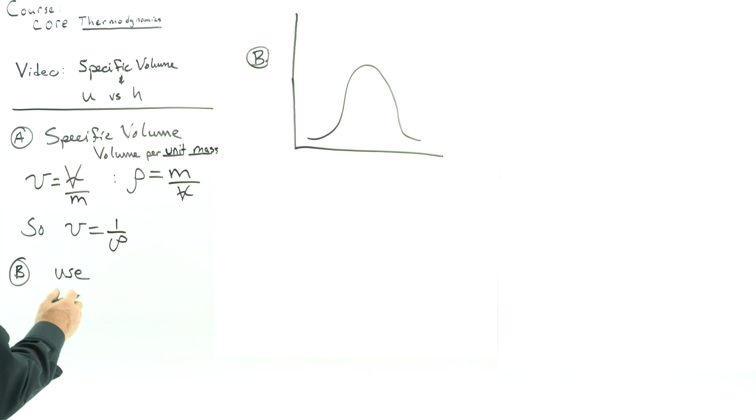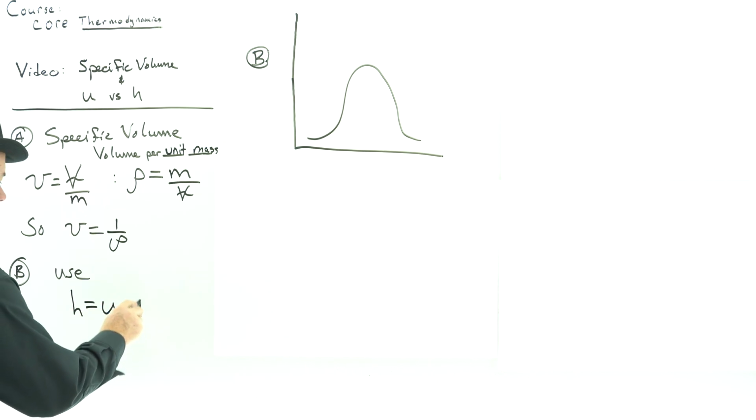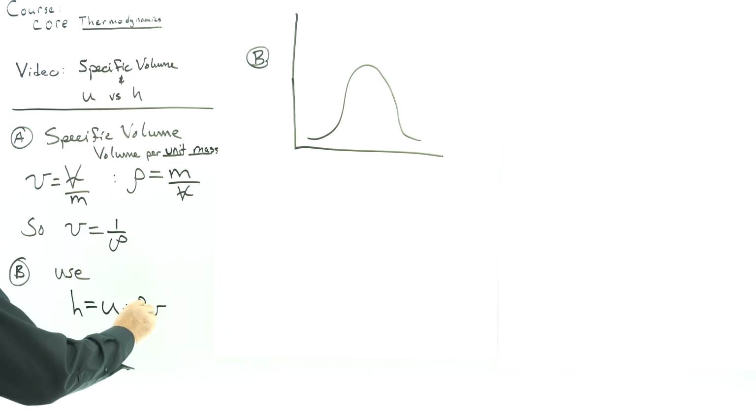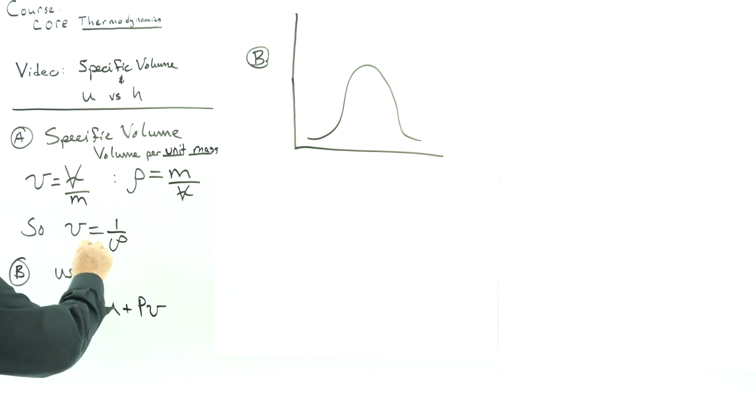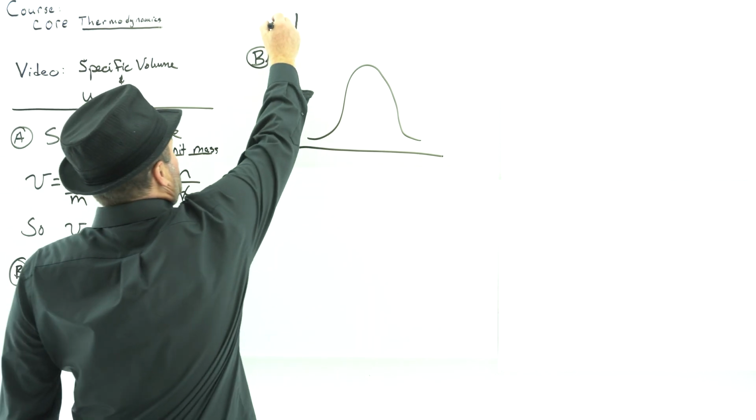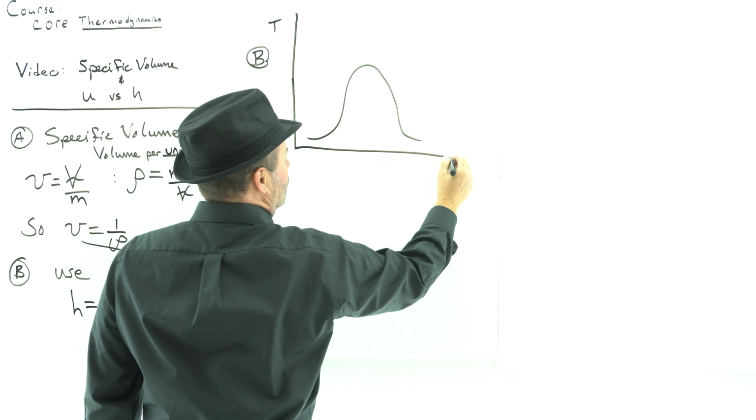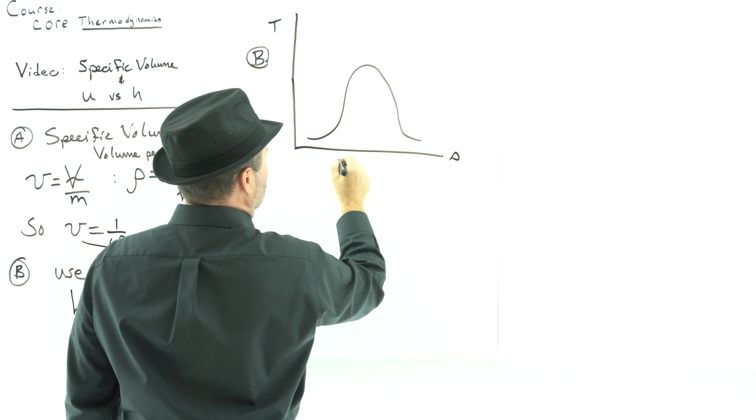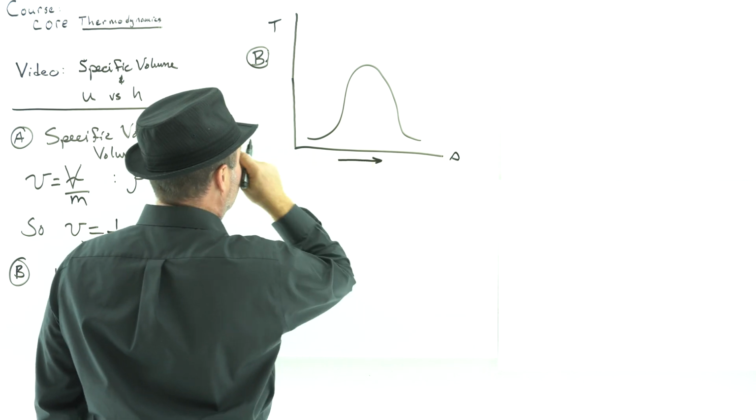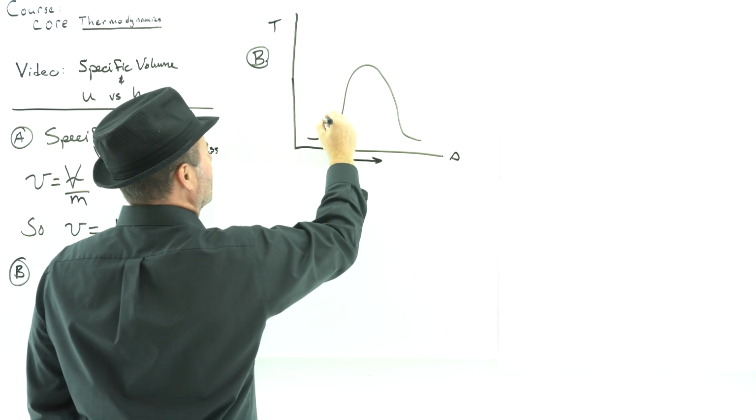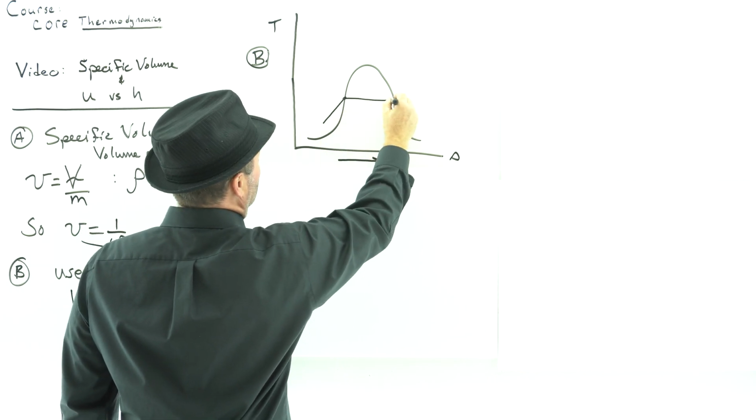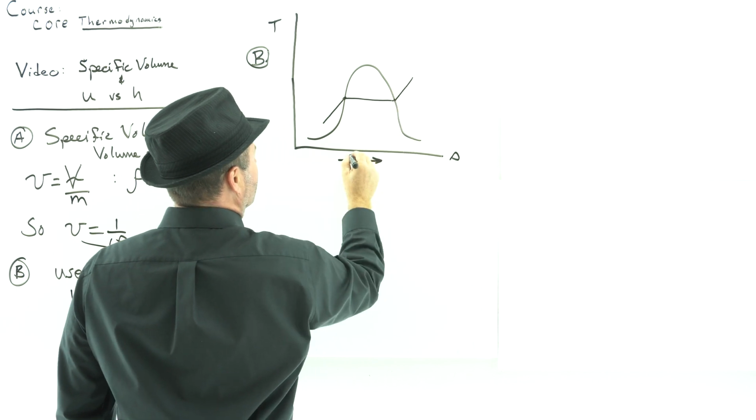Where have we used it so far? Well, we have used it in the definition of enthalpy. It is a convenient grouping of U plus PV, and the V here is specific volume. We've looked at temperature-entropy diagrams before, and they're useful to show that as you move across the vapor dome, the entropy goes up. It's also true that specific volume does the same thing.